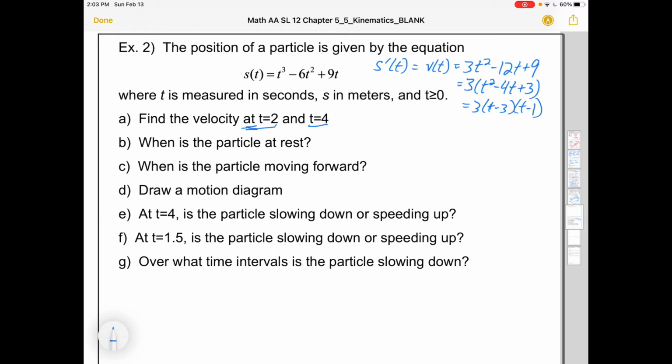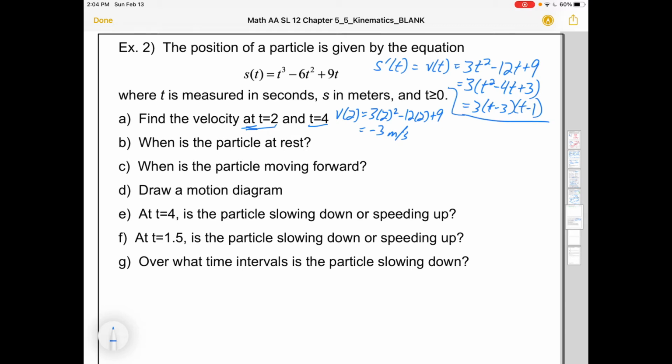Okay. Find the velocity at t equals 2 and t equals 4, so let's just plug that in. Velocity at 2 would be 3 times 2 squared minus 12 times 2 plus 9. Might have been easier to figure it out from the factored form, but v of 2 is going to be negative 3, and we're talking about meters per second here.